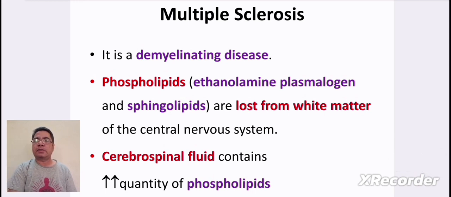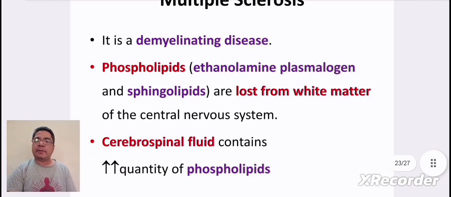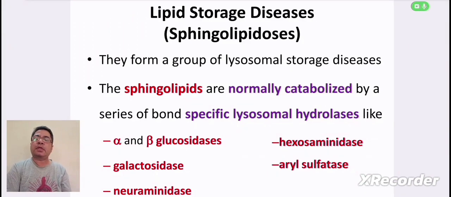Multiple sclerosis. It is a demyelinating disease. Phospholipids, that is, ethanolamine plasmalogen and sphingomyelin, are lost from white matter of the central nervous system. The cerebrospinal fluid contains increased quantity of phospholipids. Coming to the lipid storage diseases, they form a group of lysosomal storage diseases.